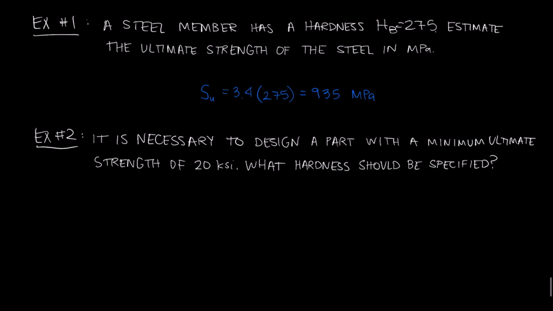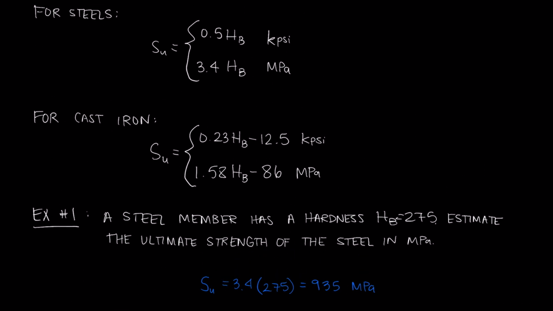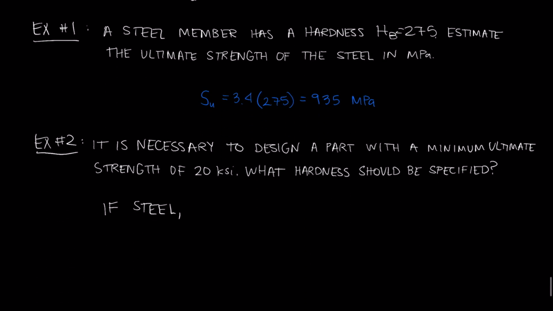We'll say if it's a steel part, and we want our ultimate strength to be equal to 20 ksi, we're going to use the form of the equation that's written in ksi, which is the top line. Our ultimate strength needs to be 20. We set that equal to 0.5 times our hardness number. We can solve for the hardness number here and find that it is going to be 40.